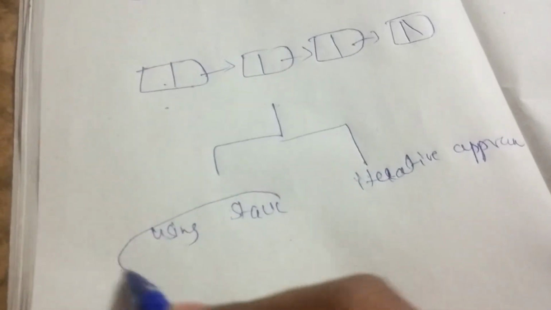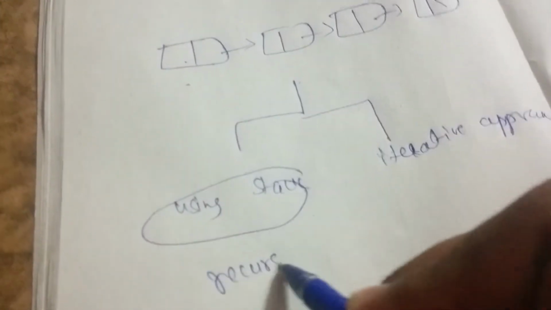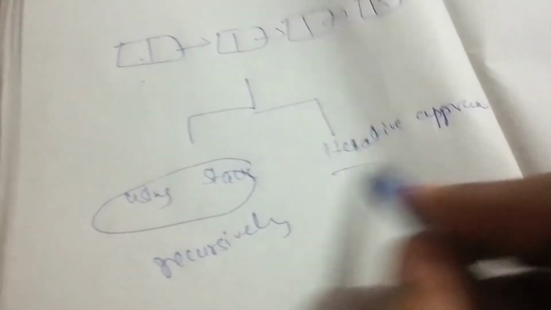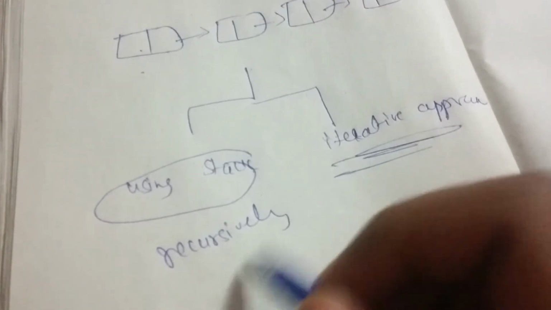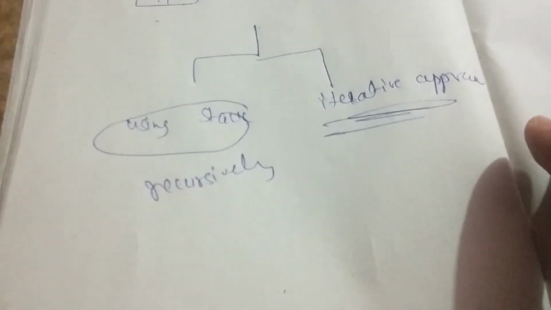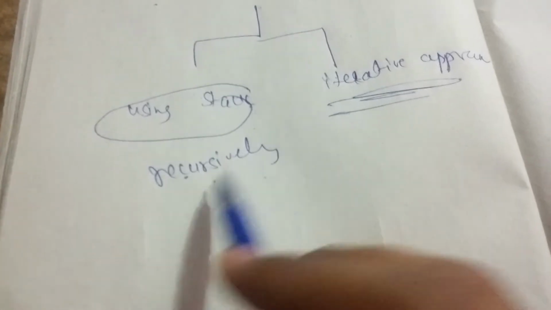Using a stack is nothing but a recursive approach. We can solve it recursively, and the other one is without recursion, that is the iterative approach. Any problem can be solved only in these two ways, recursive and iterative. Let's see what I'm going to do.